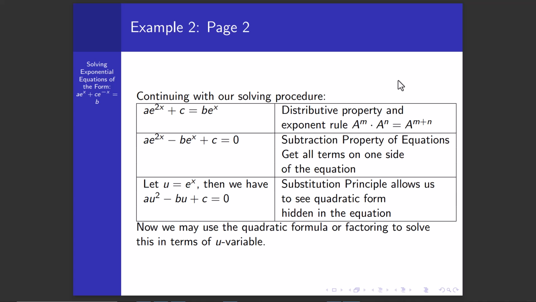I'm going to use the subtraction property. I'm going to move that b e to the x over, effectively setting the equation equal to 0. And we have a times e to the 2x minus b e to the x plus c equals 0.